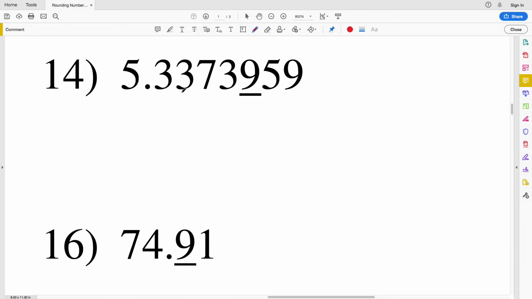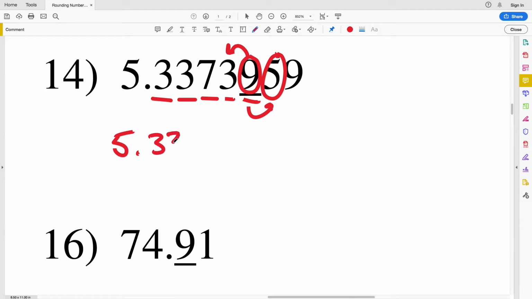And number 14, we're rounding to the nearest tenths, hundredths, thousandths, 10,000ths, 100,000ths place. And this 5 comes before that, so we're going to round up. But adding 1 to 9 will give us a 10. So we will need to add that number to our 3, so this will become 5.33740. Because remember, we're rounding to that nearest 100,000ths place, so we need to have that 0 as our placeholder.